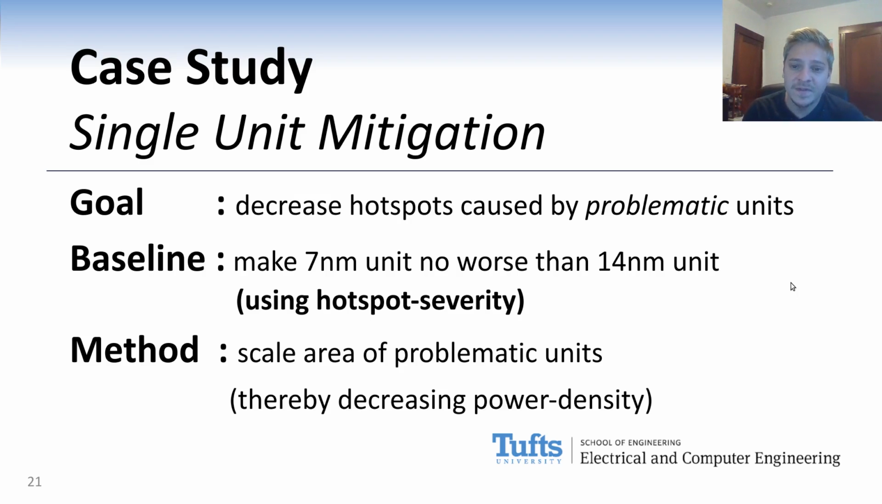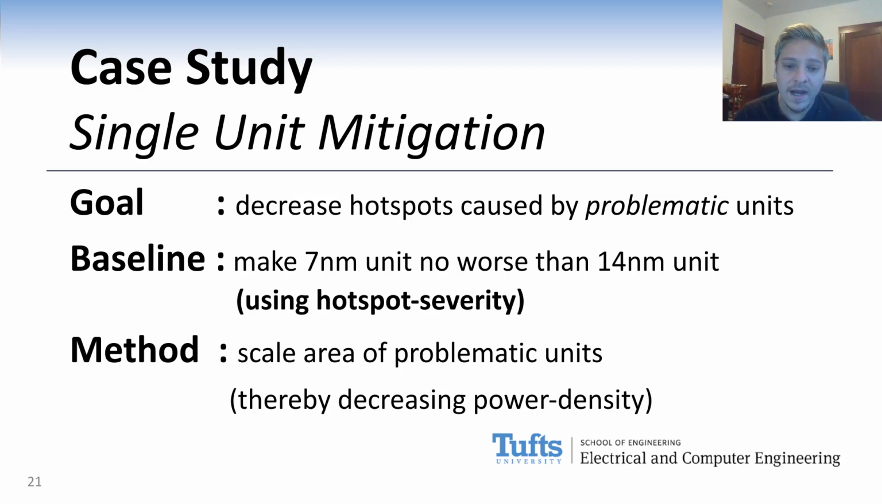As the first case study that I'm going to present here, we did a single unit mitigation. The goal here was to identify the problematic units as shown in the previous slide and decrease the hotspot severity in those units themselves. As a baseline goal, we aim to make the 7 nanometer unit behave no worse than the 14 nanometer unit in terms of hotspot severity. Our justification for this is simply that the 14 nanometer parts are out in the wild and the hotspot problem is manageable in them. So if we can make the 7 nanometer unit no worse than 14, we've effectively mitigated the hotspot problem of that unit.